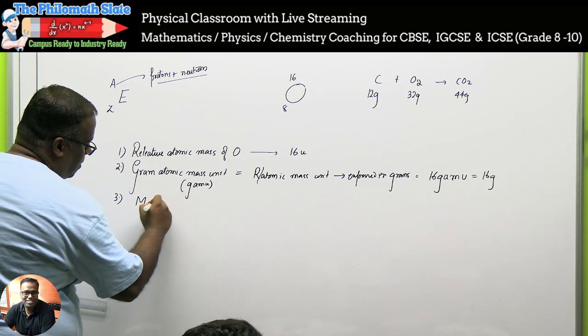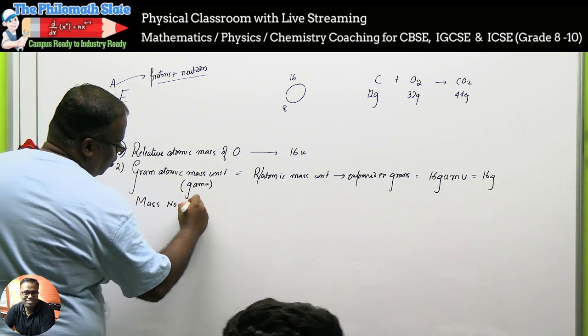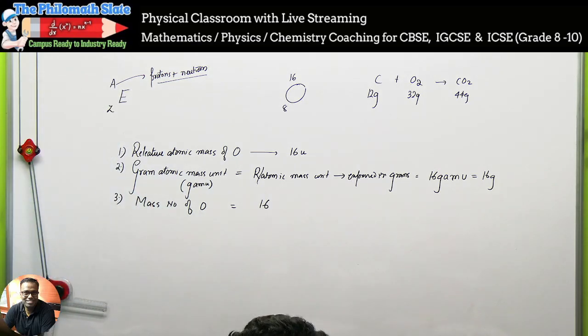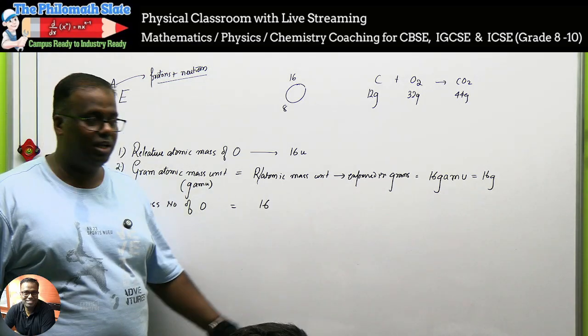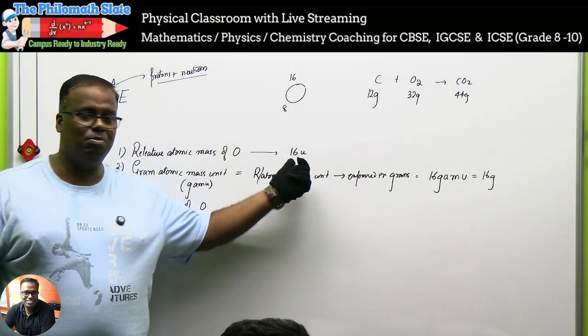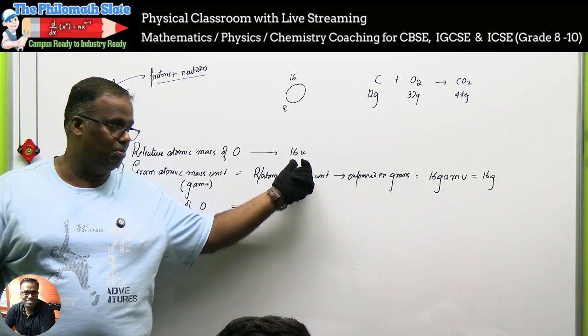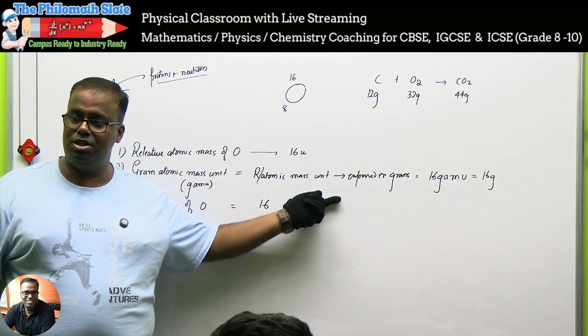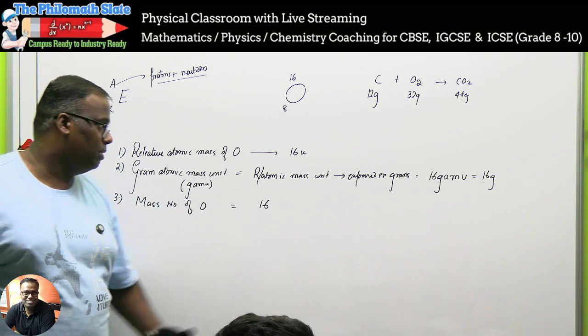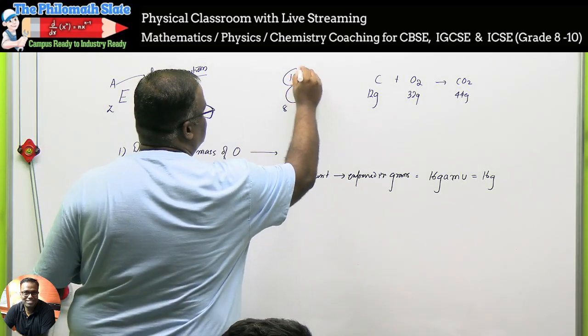The mass number of oxygen is also 16. Just see the beauty. The whole game is happening in 16. The atomic mass is how much? 16 U, relative atomic mass. What is the gram atomic mass? 16 grams. What is the mass number? 16. So by knowing this one thing, you know everything.